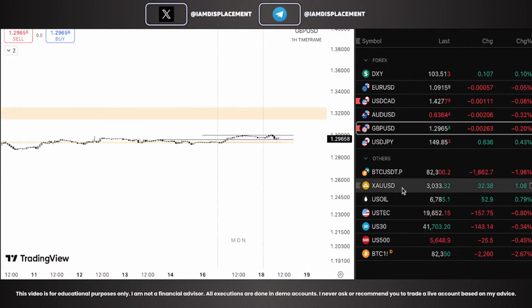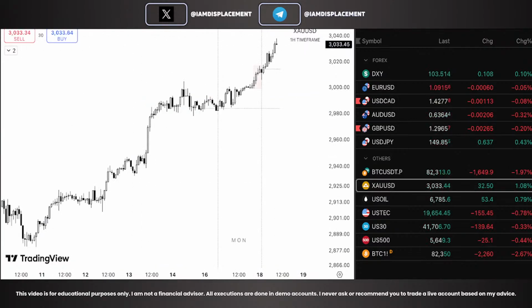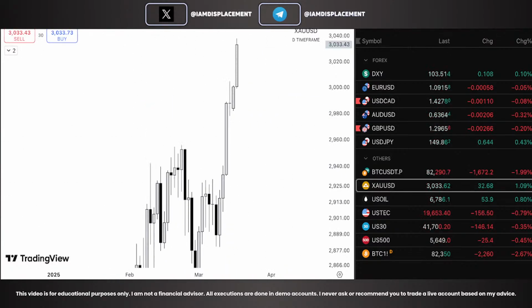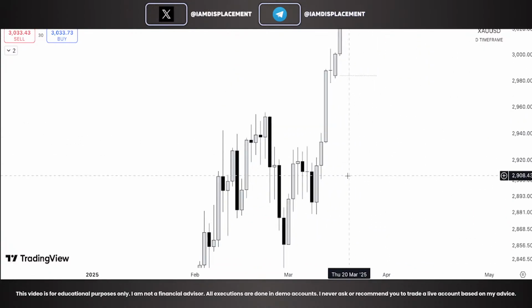Let's go. Oh, gold. I missed this move. Look, if you would have caught the gold here, this was the only good trade, right?